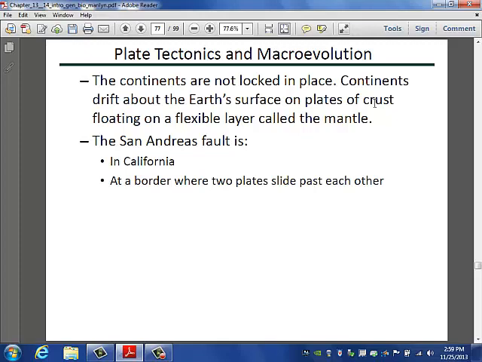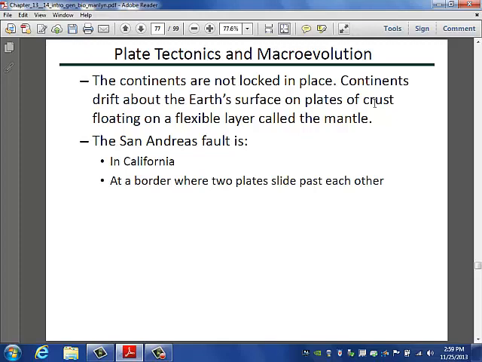So, continents are not locked in place. They drift about the Earth's surface on plates of crust floating on a flexible layer called a mantle. So the Earth as we know it today was not the Earth as it was, say, 100 million years ago, right? There were land connections that no longer exist because water has separated them, just like that Grand Canyon. That was once a big, huge, flat area until this little trickle of water started down the center. Yeah. Well, now it's not a little trickle of water, right?